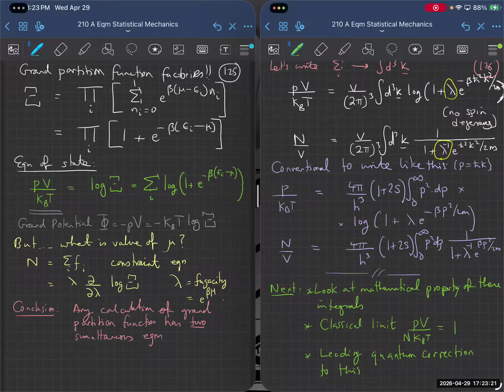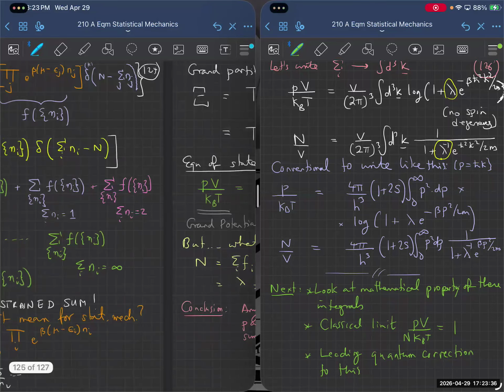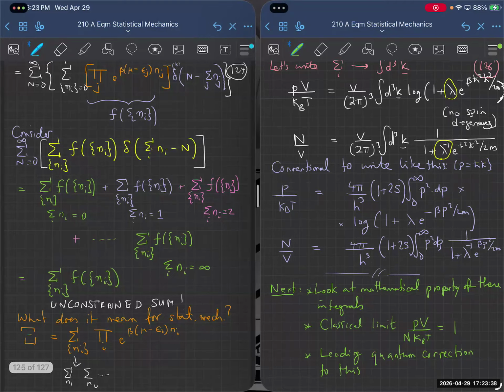Questions? Did you have a question, Jake? Yes, could you go back? I'm confused about why the sum is unconstrained after you write out all those terms. Well, write out all the terms. Is there any constraint on which terms are allowed to be there? The sums over the n's can be any number you like. So they're not constrained.